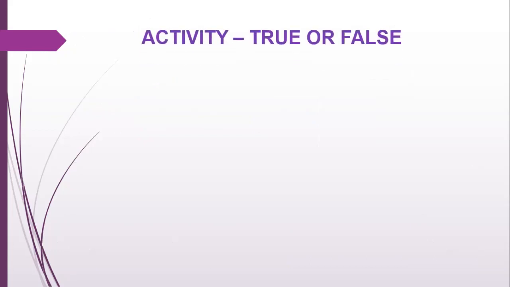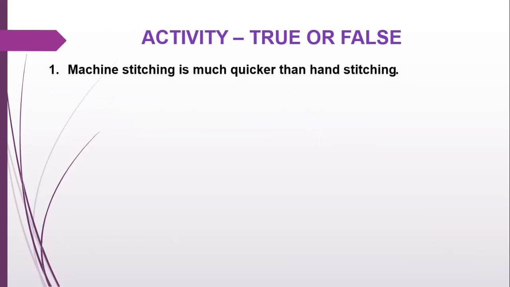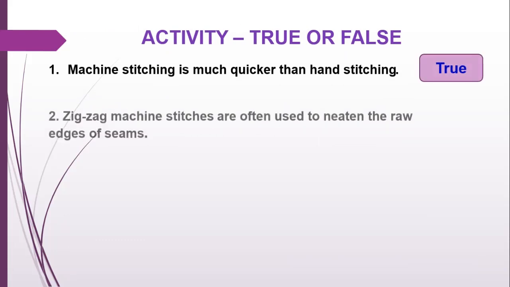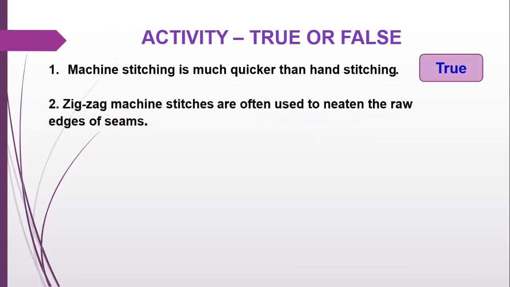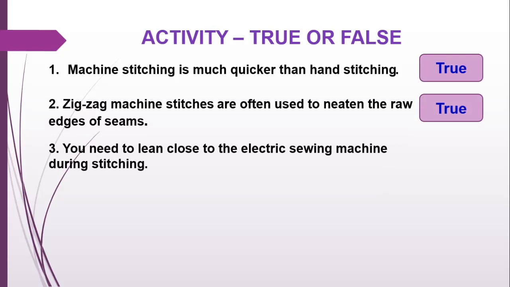How about we do an activity together? State whether the following statements are true or false. Machine stitching is much quicker than hand stitching. True. Zigzag machine stitches are often used to neaten the raw edges of seams. True.